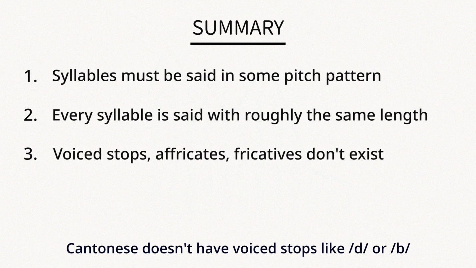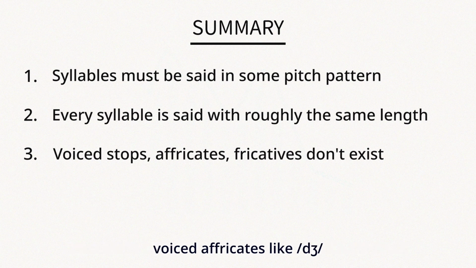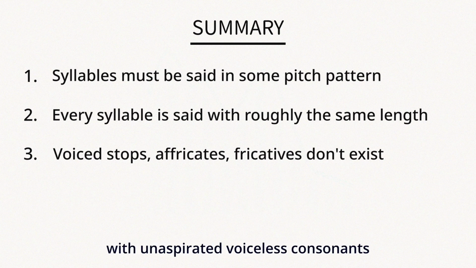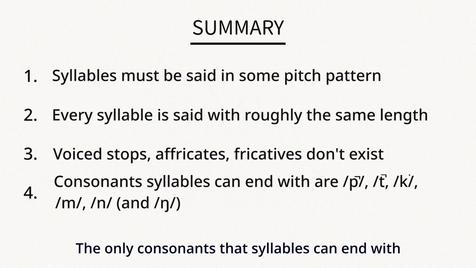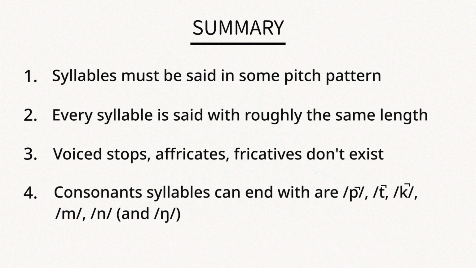Third, Cantonese doesn't have voiced stops like b or d, voiced affricates like j, or voiced fricatives like v or z. When we say English words, we usually replace them with unaspirated voiceless consonants. Fourth, the only consonants that syllables can end with are the P, T, K stops and the M, N, NG sounds.